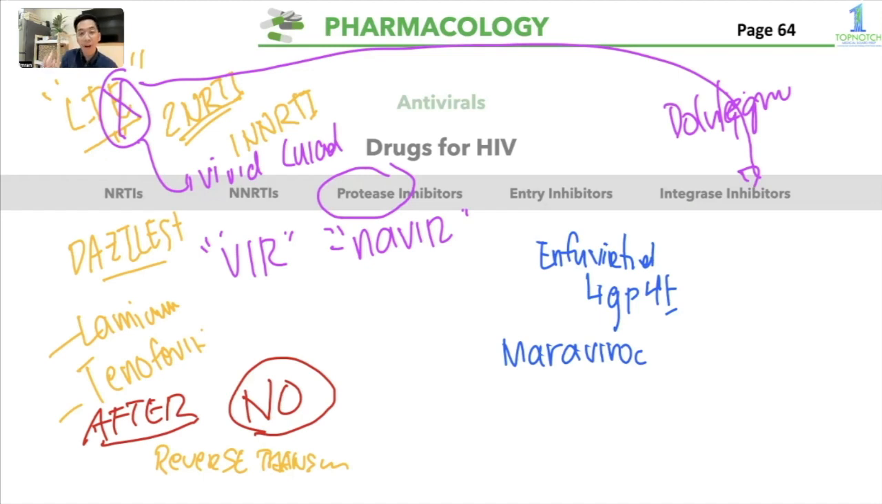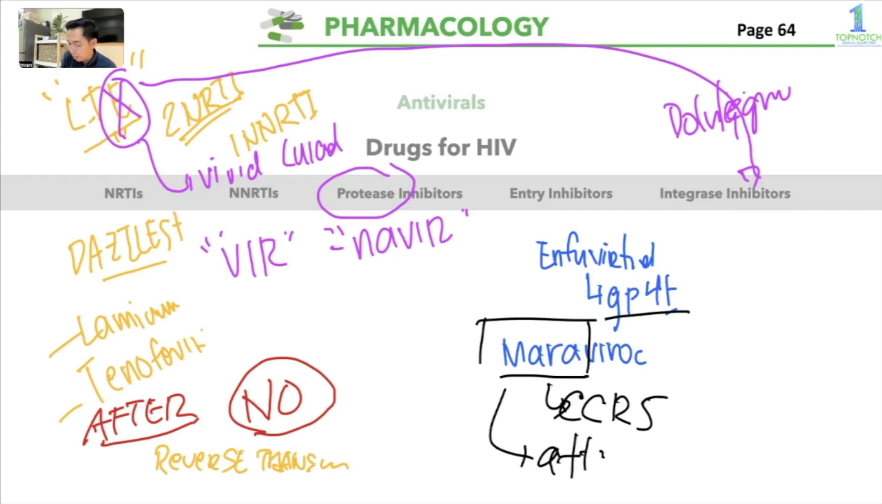Ngayon, si maraviroc naman, kung si enfuvirtide ay GP41, si maraviroc, ang ini-inhibit nito is CCR5, no? It's another receptor dun sa membrane that inhibits the attachment. Okay? Si Mara ay ayaw ma-attach dun sa cell. Alright? Si maraviroc. Alright? So no attachment.